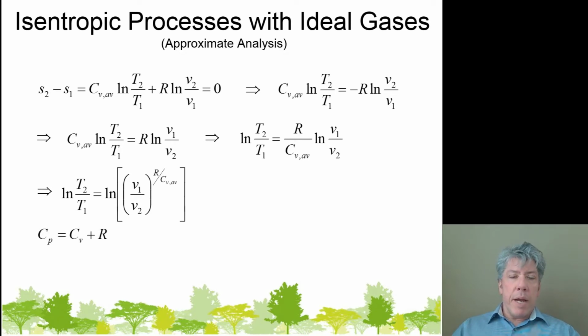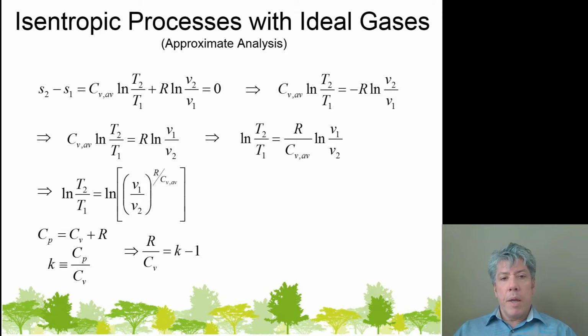Now the heat capacity Cp is equal to the heat capacity Cv plus the gas constant R. Plus, we've already mentioned that we define the ratio of heat capacities as Cp over Cv. Cp is always bigger. It's the heat capacity at constant pressure. So that's the definition here of k. And with a little bit of algebra, you can show that R over Cv, which is the exponent we've been playing with, is simply k minus 1. It's the ratio of the heat capacities minus 1.